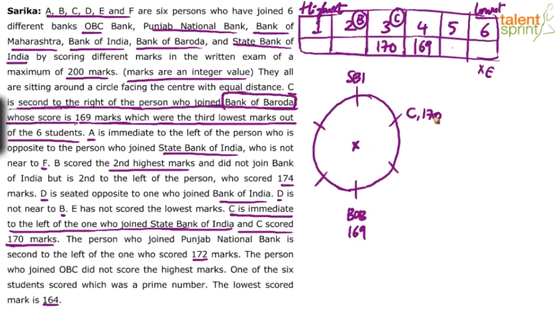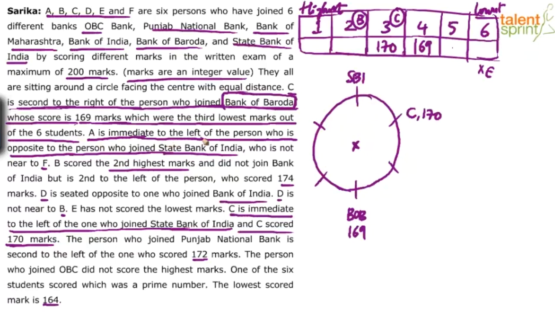And the fact that we have got SBI now into the picture, I think we can go back to one of the statements which use SBI. Look at this. SBI was given here, right? So maybe this statement can be used now. Because at that point of time, SBI was not there on the diagram. Now SBI is there. So use this. A is on the immediate left of the person who is opposite to SBI. Now SBI is here. Who is opposite to SBI? Bank of Baroda. We don't know the name of the person, but opposite is this position.